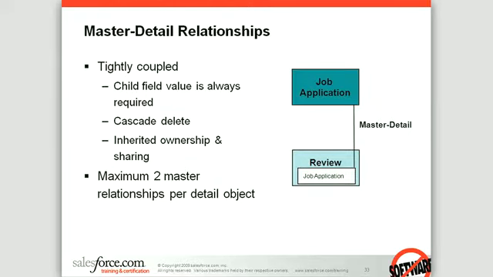Now the flip side to this is the master detail relationship. In a master detail relationship, it is tightly coupled. If a child is referring to a specific parent and a user goes in and deletes that parent record, all associated child records will also be deleted. So there's a cascading delete.